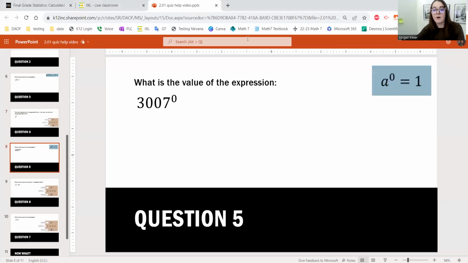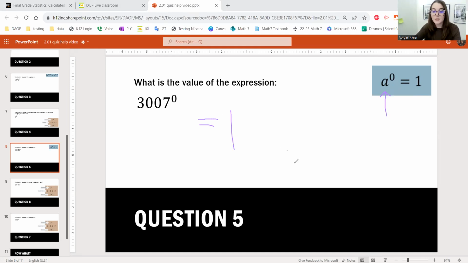Next, we have question 5. Now, I love question 5 because check out these instructions. The instructions essentially say, if you have a base to the power of 0, then your answer is 1. Simple as that. So in this situation, 3007 to the power of 0 equals 1. That's it. It doesn't matter what the base is in this situation.